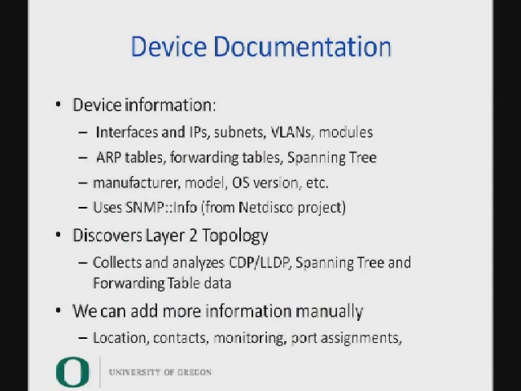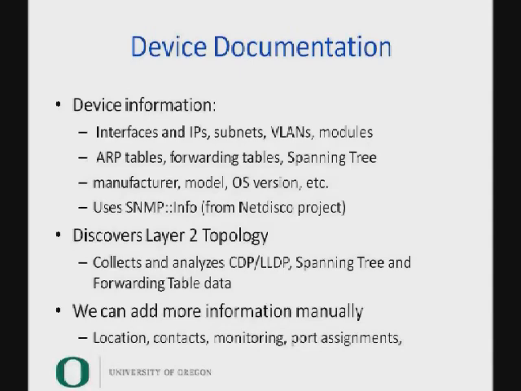So about the device documentation part, a lot of information: interfaces and IP addresses, subnets, VLANs, modules. We collect ARP tables and forwarding tables and spanning tree information. Of course, manufacturer, model, version of the OS or firmware. And if you're familiar with NetDisco, another very good project, we borrowed their SNMP info libraries. They do a great job of finding the right OID in the MIBs for each individual vendor.